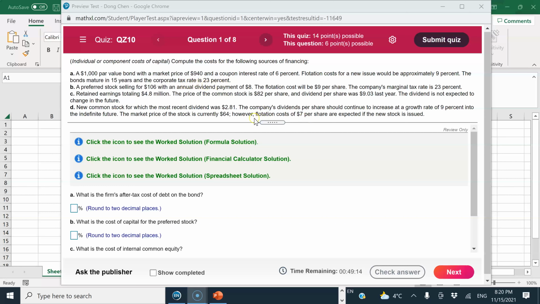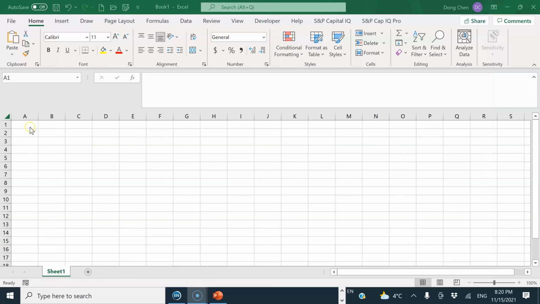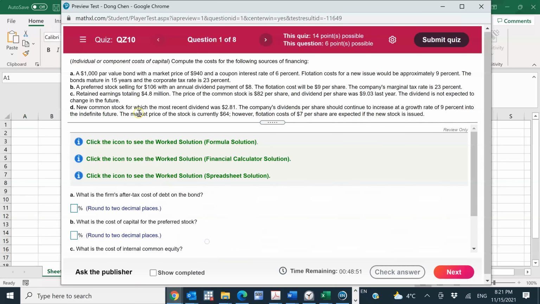So this is a bond cost of capital calculation with the flotation costs. I would always start by putting the information as provided by the setup into the worksheet. So the first information is the par value.